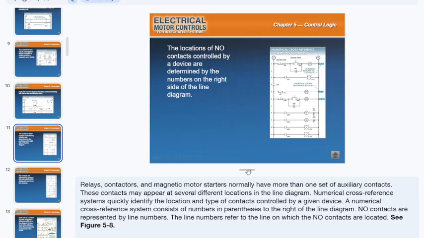Ladder diagrams come with numbers, a lot of numbers. There's all kinds of numbers on the ladder diagram: rung numbers, numbers for wires, and numbers for where we're terminating our components.